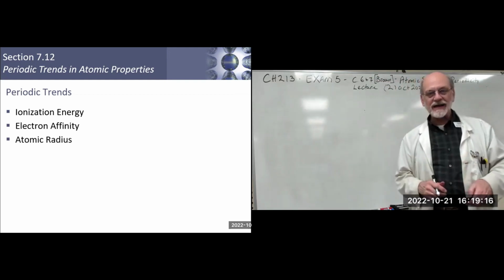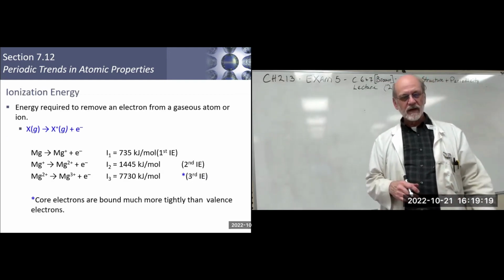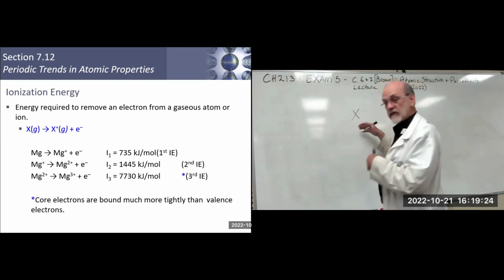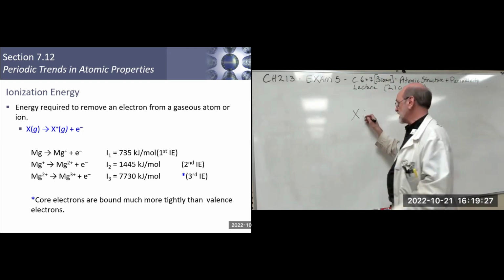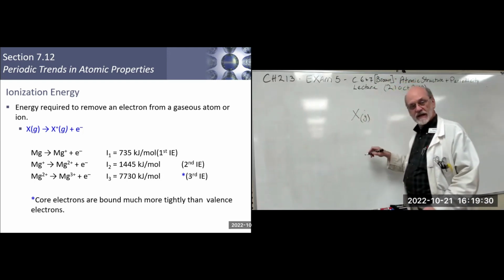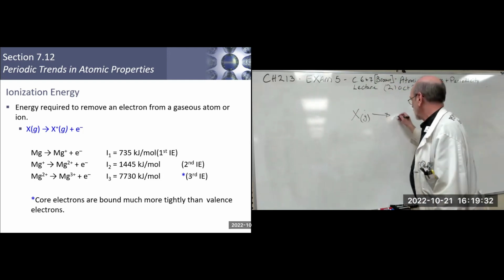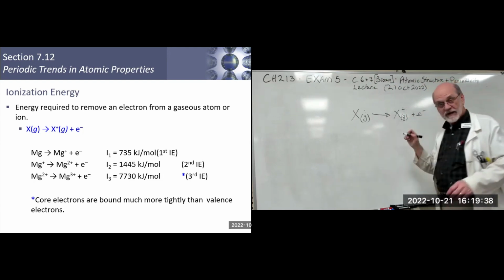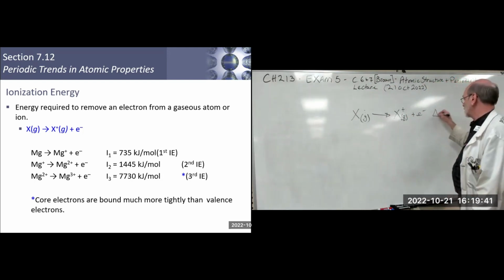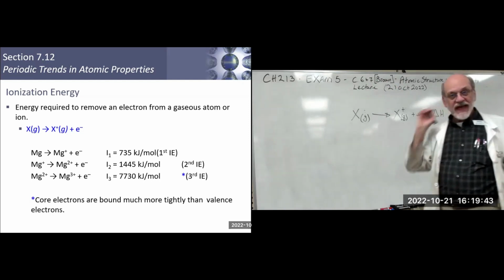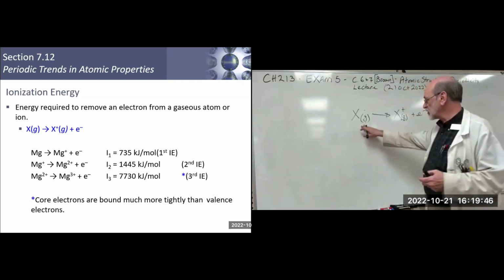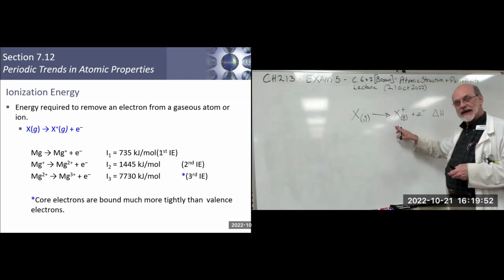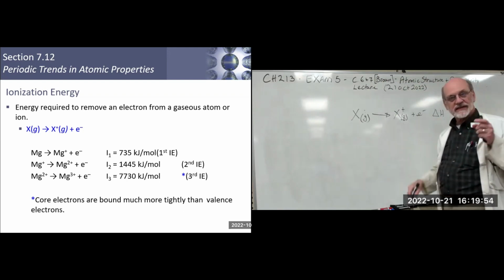Okay, let's define ionization energy first. Ionization energy: you take the element, the neutral element, whatever it is, and it has to be in the gas state. Then you add energy to it and kick off only one electron. Okay, how much energy does that take? That is the first ionization energy, from the neutral atom to the +1 charged atom with one electron released.